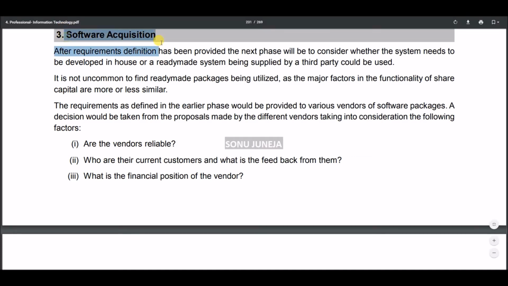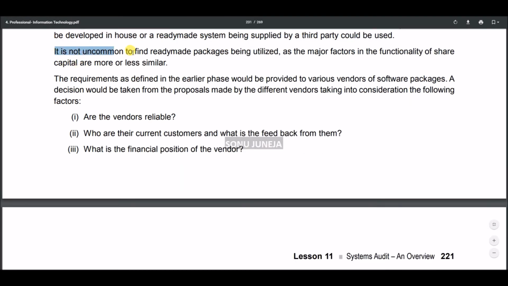Now this is software acquisition. After the requirement definition has been provided, the next phase is to consider whether the system needs to be developed in-house or whether a ready-made system supplied by a third party could be used. It is not uncommon to find a ready-made package being utilized, as the major factors in the functionality of share capital are more or less similar.